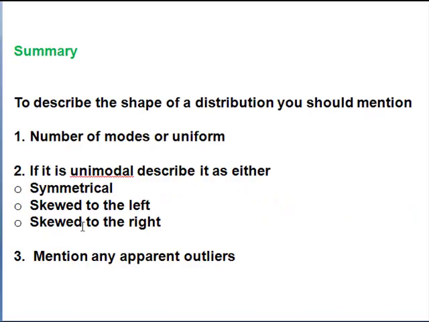So this slide summarizes what to look for and describe after you have sketched a histogram or a stem and leaf display. You want to describe how many modes it has, whether it has one mode, two modes, or whether it is uniform. You want to describe if it is symmetrical or skewed, and if it is skewed, in what direction, to the left or to the right, and you want to announce whether there appear to be any outliers.